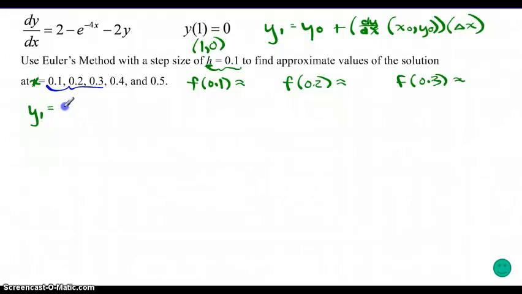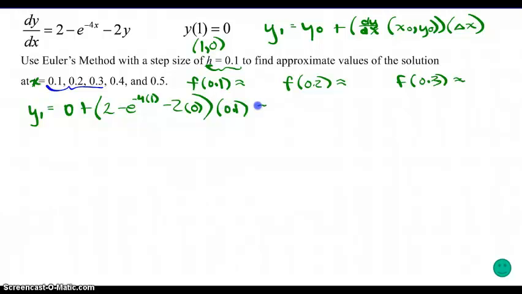So we need the last y output plus the slope through the previous point, 2 minus e to the negative 4 times 1 minus 2 times 0, times a step size, and they told us the step size was 0.1. So you can clearly see why we're going to have to use a calculator for this. And I tell you what I did.